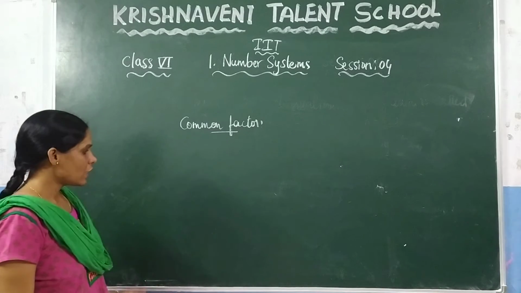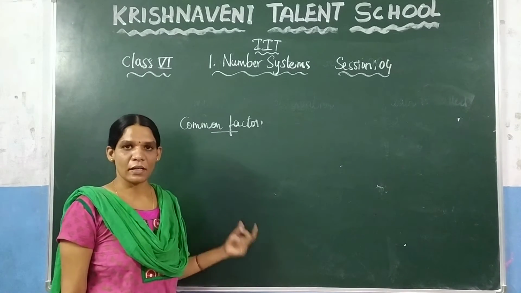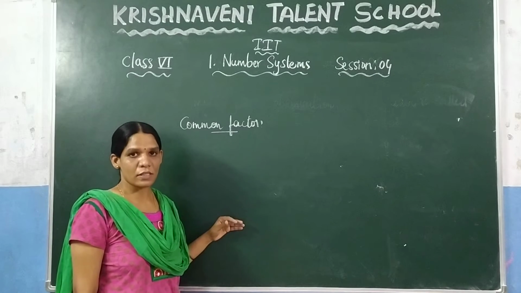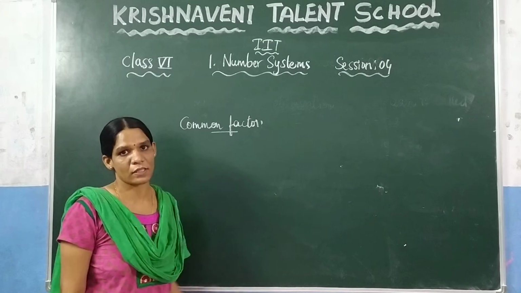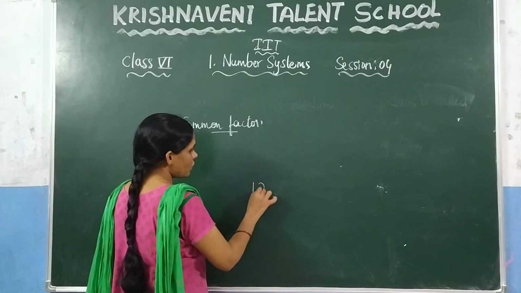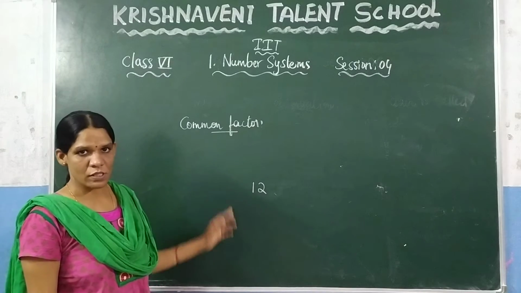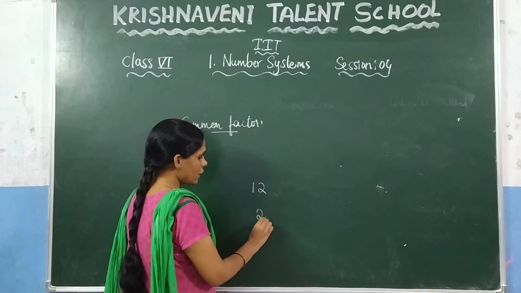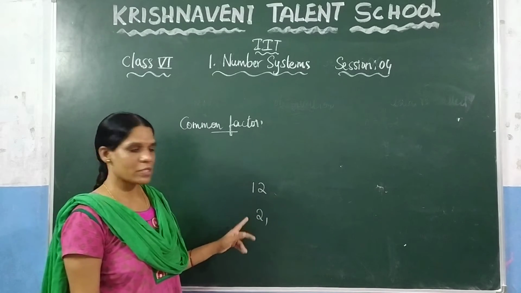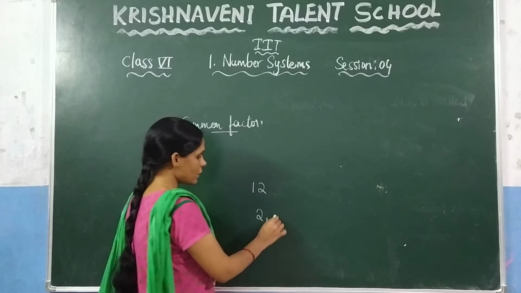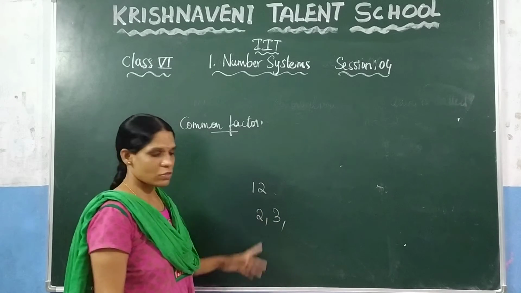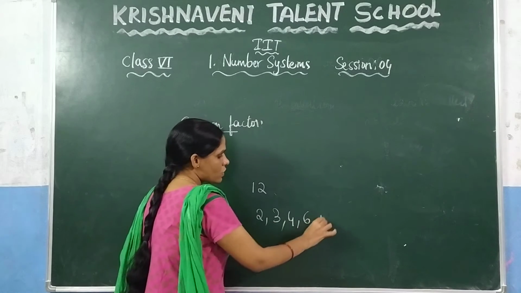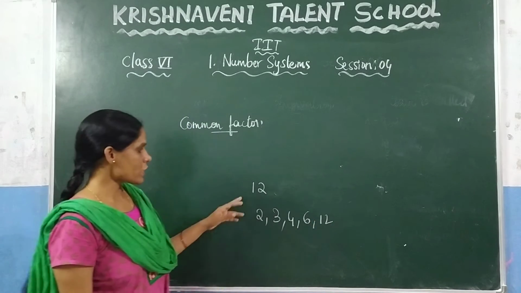A factor is nothing but this: if you are given any number and that number is divisible by another number exactly, that means the remainder is 0, then we can say that the other number is a factor. Let us consider 12. 2 is a factor of 12 because if you divide 12 by 2, you get the remainder 0. Similarly, 3 is also a factor of 12 because if you divide 12 by 3, you get the remainder 0. And 4 is also a factor of 12, similarly 6 is also a factor of 12, and 12 is also a factor of 12. Right? So what is meant by the factor?